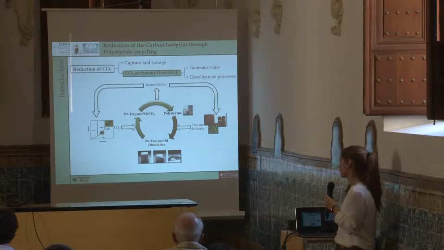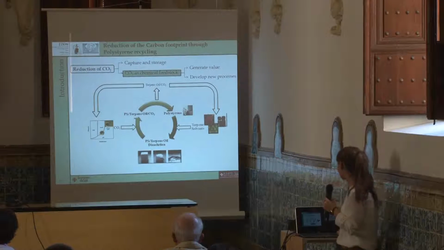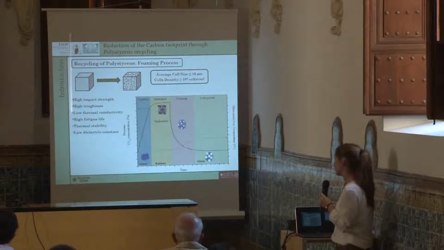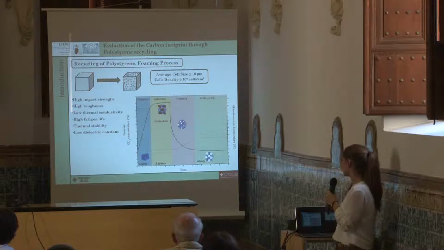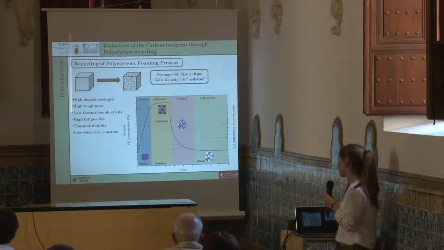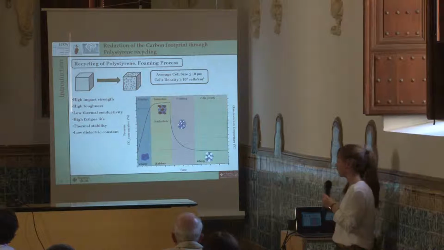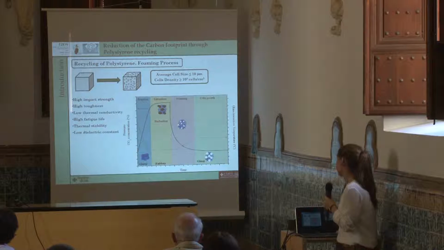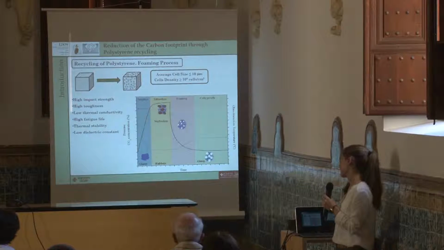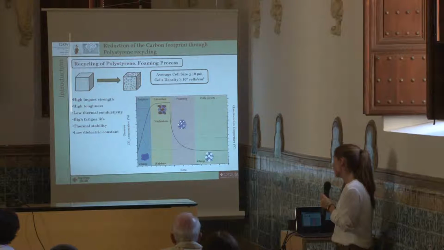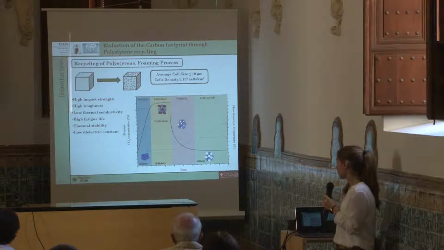The economic benefit of this process would be enhanced if the final product presents a high added value. So, we are focused on the production of microcellular foams from polystyrene wastes. These kinds of foams present an average cell size of less than 10 microns and a high cell density, around 10^9 cells per cubic centimeter. These microcellular foams present high added value since they exhibit excellent properties: high impact strength, high toughness, high fatigue life, as well as low thermal conductivity and low dielectric constant.